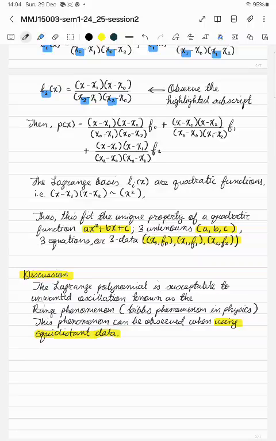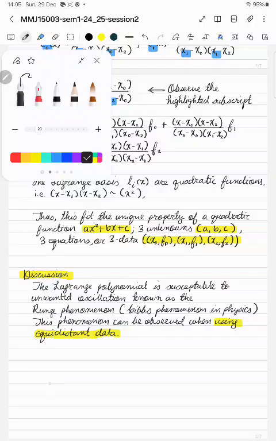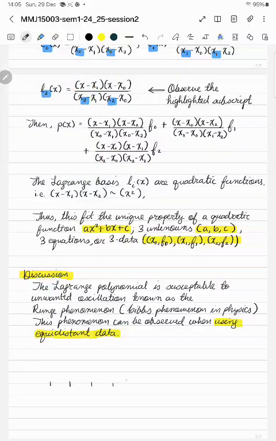Because it tries to fit the data, because it creates a polynomial that fits all the data, it is susceptible to oscillation in the interpolation function. This phenomenon is known as the Runge phenomenon, or the Gibbs phenomenon in physics. They are the same. Basically, what the phenomenon means is, as you try to fit everything, sometimes the data just would oscillate.